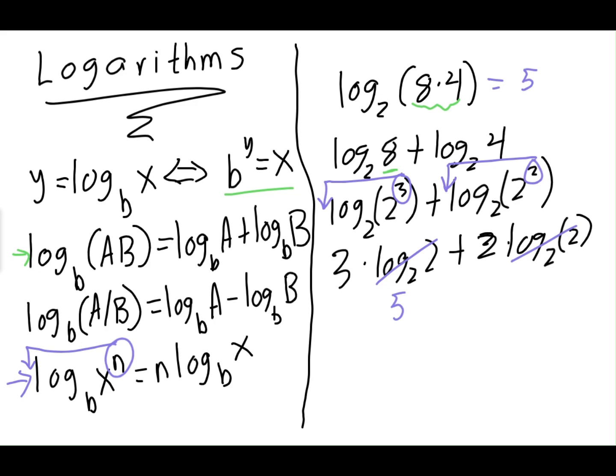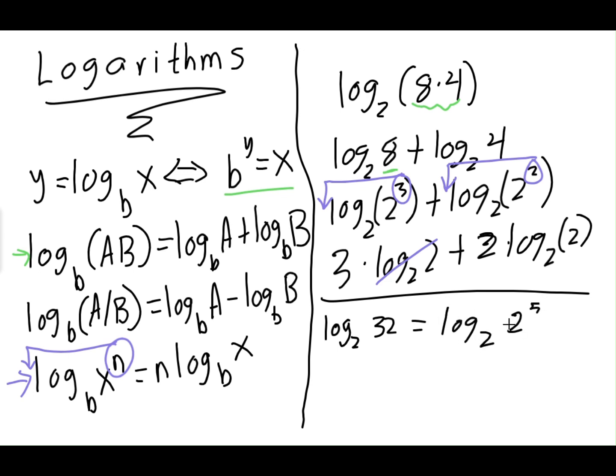Now, with math, there's always all sorts of ways to do it. So I'm actually going to point out another way we could have done this. Instead of taking this 8 times 4 and breaking it up, how about we just say, 8 times 4 is 32. So take the log base 2 of 32. And 32 is actually 2 to the 5th. So this is log base 2 of 2 to the 5th. So now we can use that same rule and take the 5 out front and multiply by the log base 2 of 2. And hey, we still get 5. They're both the same. Either way you do it, it's 5.